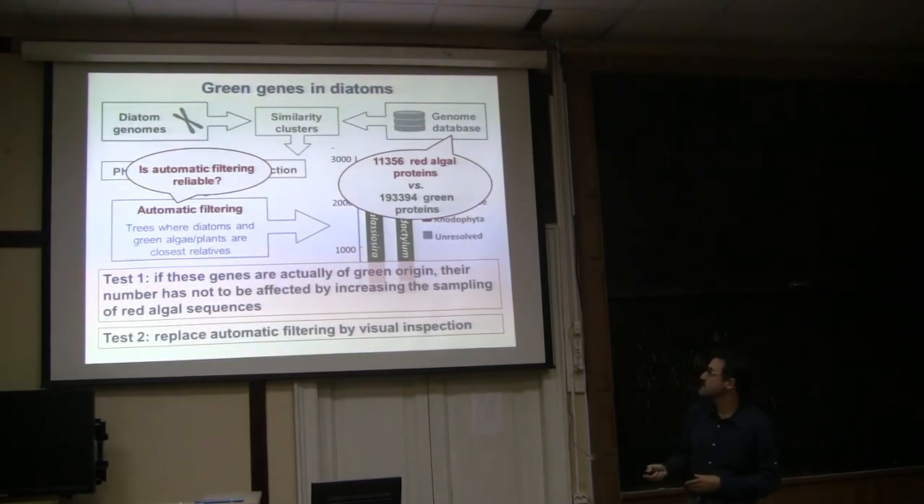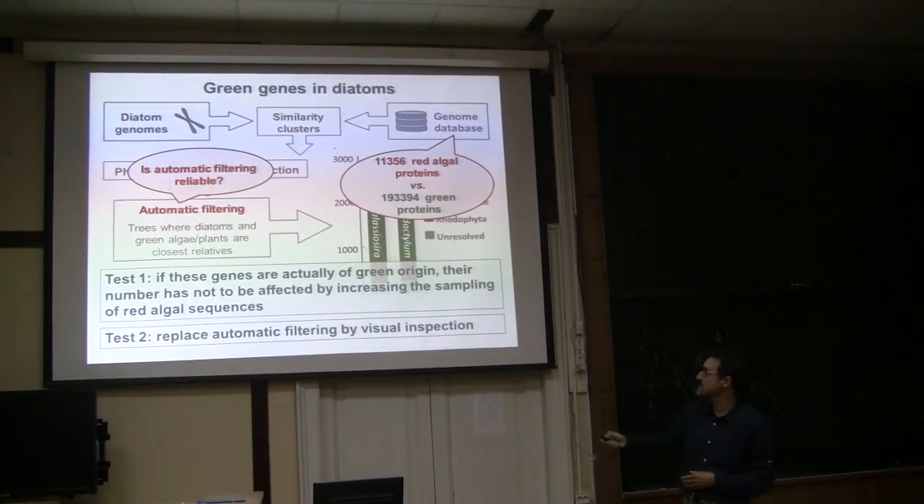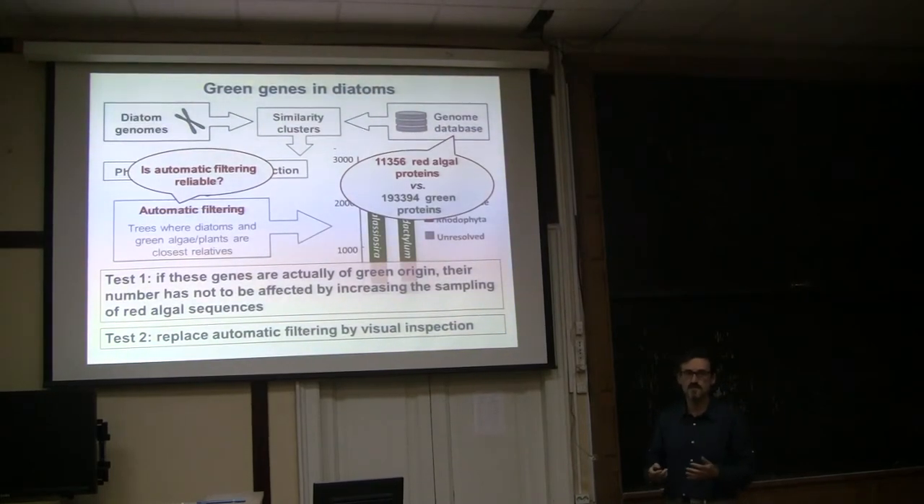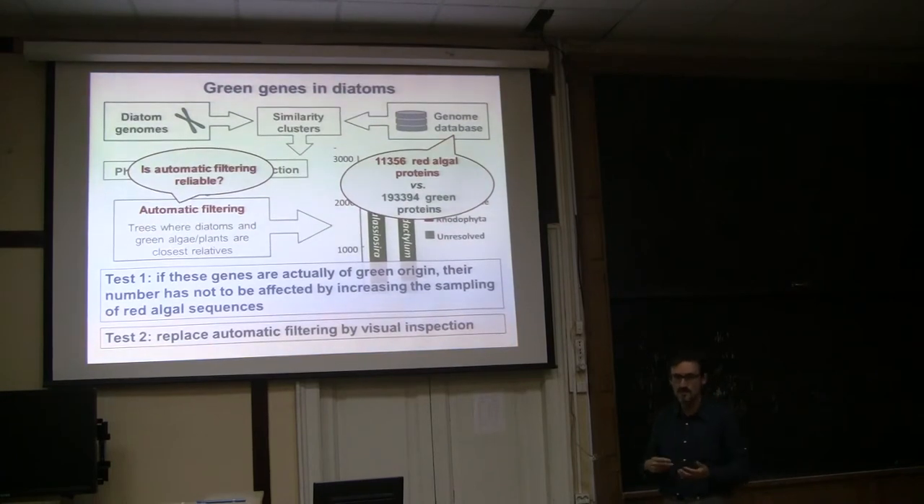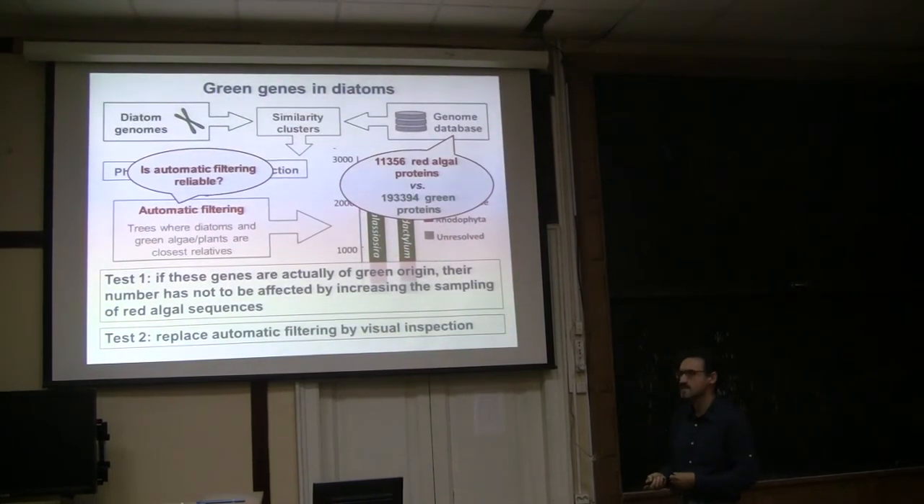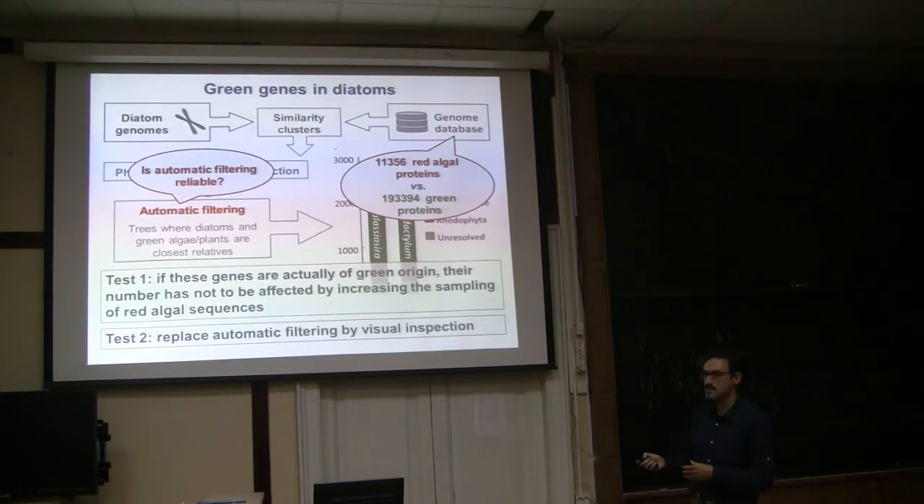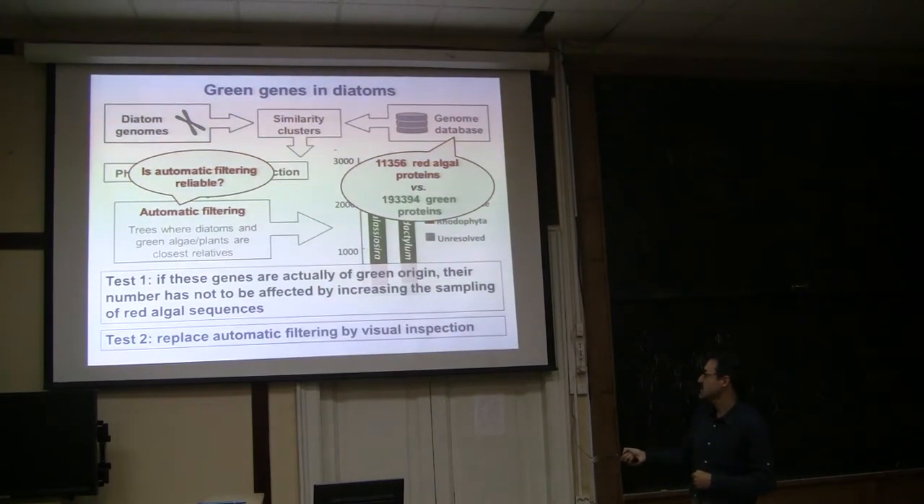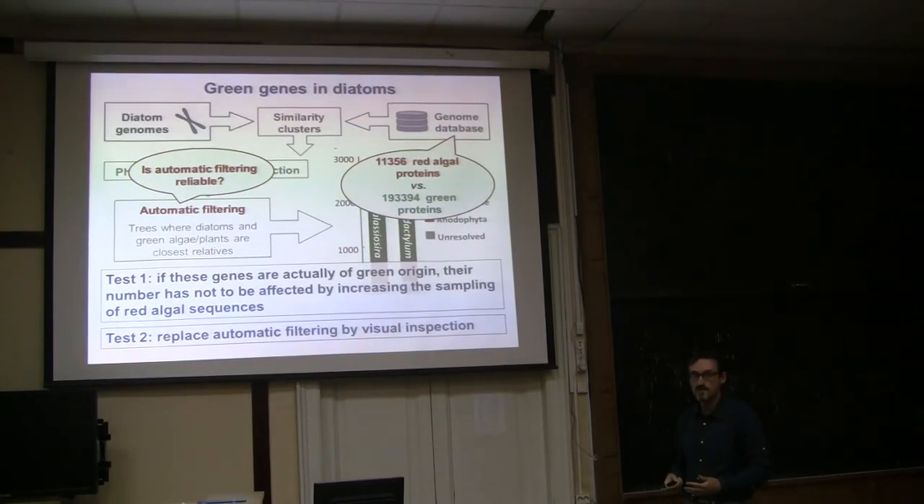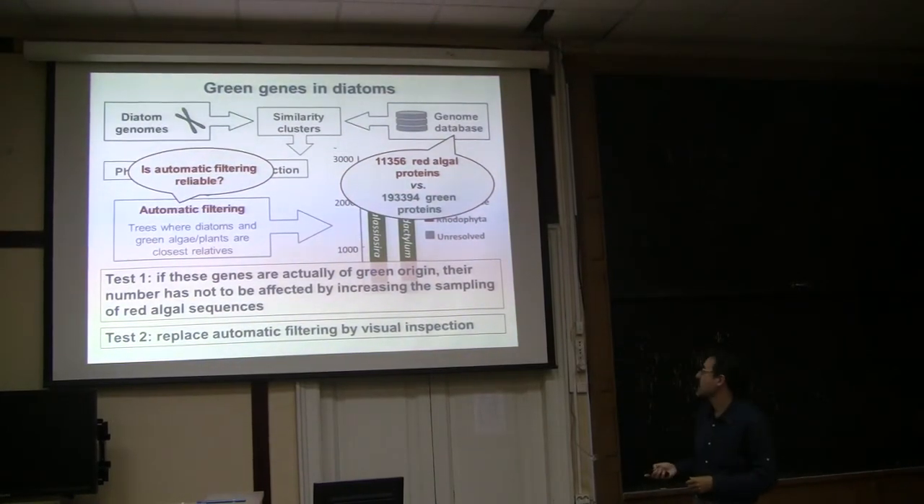Another thing that we wanted to test was the automatic filtering of the trees, because trees can be very complex. Very often you can have very complex trees with paralogs, with different families, or trees that are not well resolved, so it is really very difficult to establish an automatic way to filter trees. So we decided to have a visual look at each one of the trees to see if the inference of the red algal or green algal origin was correct or not.